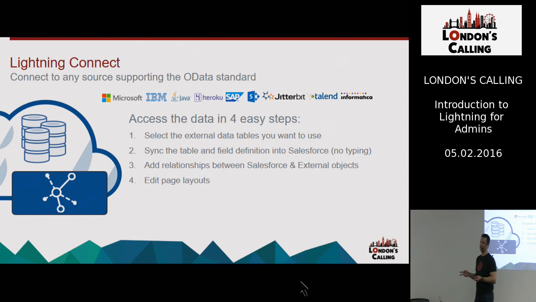And it's really, really quick and really, really simple because you don't have to do any typing, right? You point Lightning Connect at the remote data source and you say, tell me what tables are there. Then you select the tables that you want, and for each of those tables, it will create a custom object. Then it will create all the fields of the right sizes and the right types, and it will be there for you, and you can put it on a tab, and you can use it just as if it was a local object.